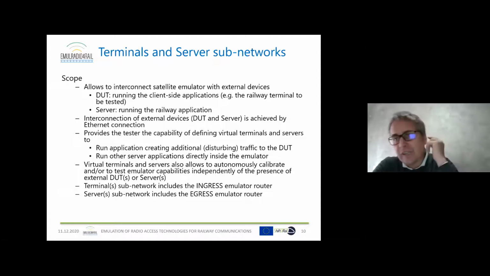Now we are going to describe very quickly the main features and scope of the single components of our emulator. First of all, we need to specify the scope of the terminal and server subnetworks. This component allows the interconnection of the satellite emulator with external devices. For example, the DUT on the left, the device under test, for example the SES device, is running the client-side application. And on the right, we can have the application server running the regular application on the server side.